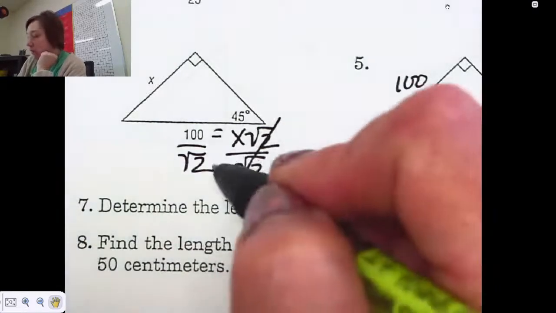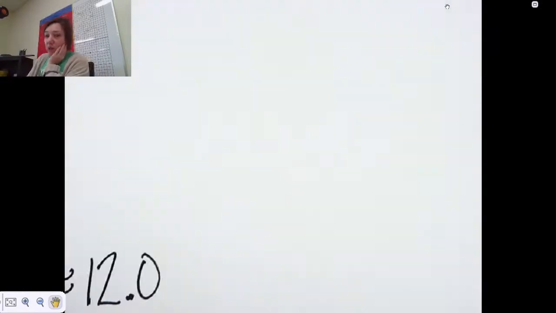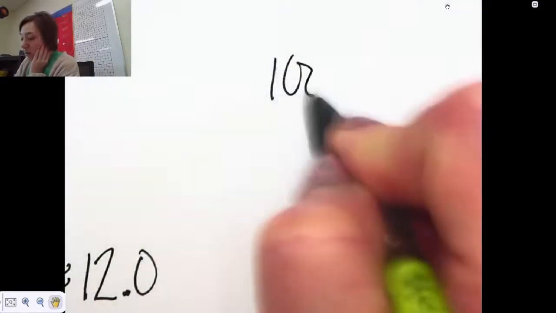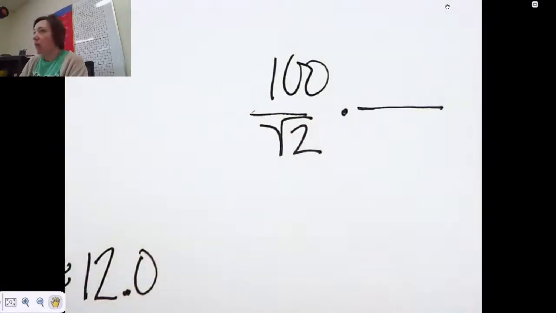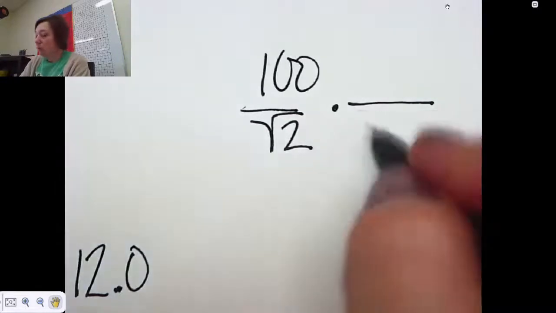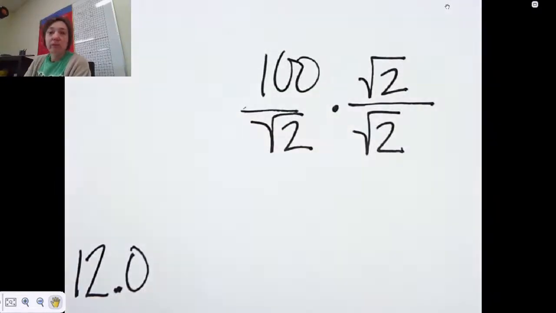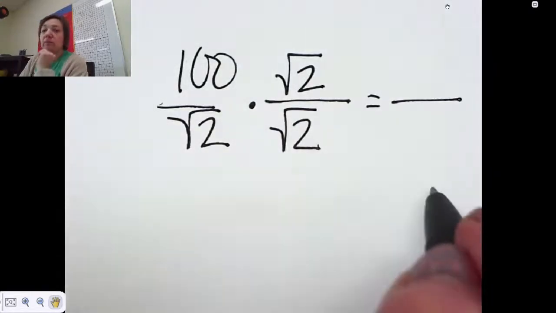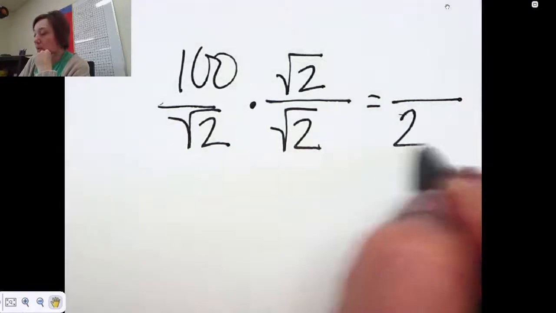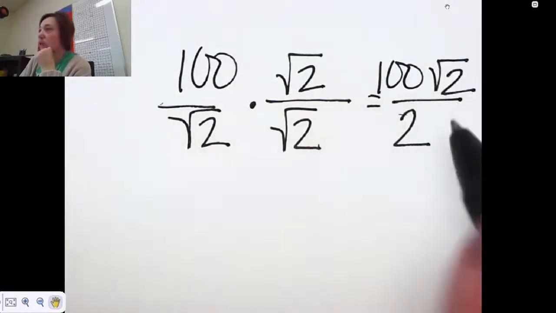Now, we can just plug that in our calculator and get a decimal, but I want us to go through the process of rationalizing that also. So we've got 100 divided by the square root of 2. And to get rid of that on the bottom, we're going to multiply by the square root of 2 over the square root of 2. What does that leave us with on the bottom down here? 2. And then on the top we have 100 times the square root of 2.